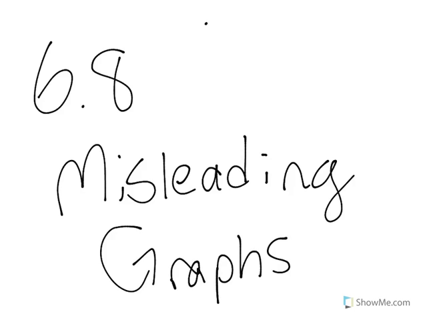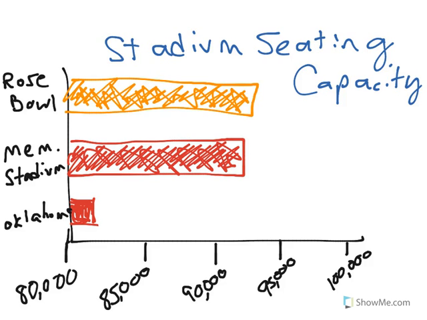Today's lesson is Chapter 6, Lesson 8, Misleading Graphs. Today we're not going to make graphs, we're going to look at graphs and see what is wrong or misleading about a graph that might change what we think about it and give us the wrong idea. So let's take a look at this first example.